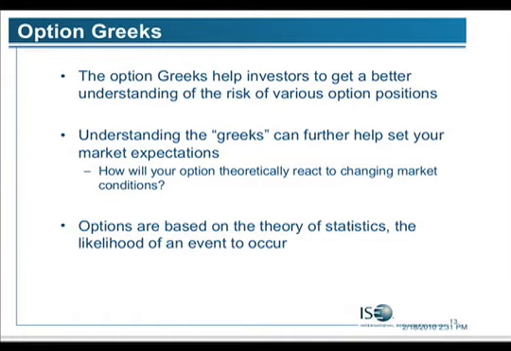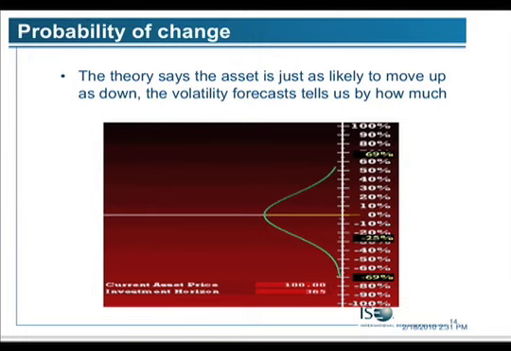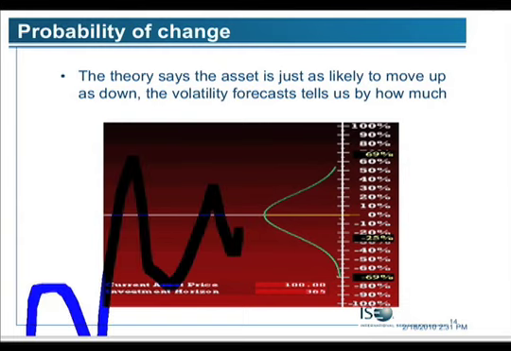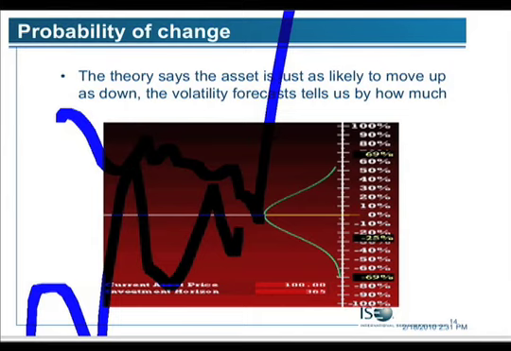Options are based on statistics, the likelihood of an event to occur. When I think about statistics, it's sort of strange because the options pricing does conflict with technical analysis. Technical analysis believes that, if you do believe in technical analysis, you can look at trends and predict the future, whether it's an uptrend or a downtrend, however you look at it. That's at least the theory behind it.